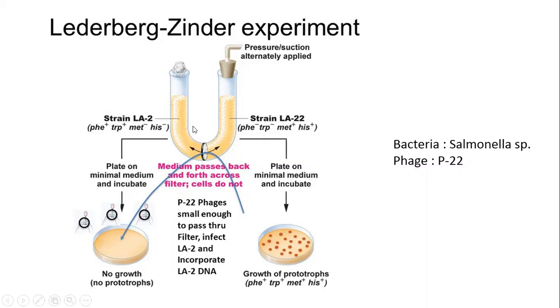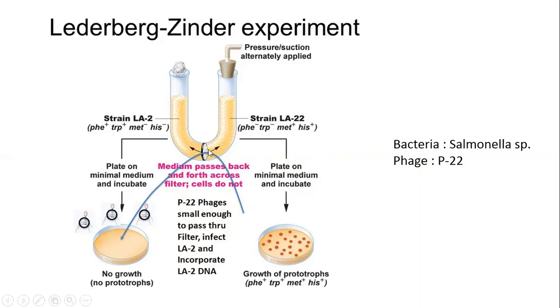The bacteria known as Salmonella species, Salmonella typhi, was used in this experiment for the discovery of transduction. The experiment was going on for transformation, but they also cultured here the phage P22, which is a specialized phage for the Salmonella strain of bacteria, the Salmonella genus of bacteria.